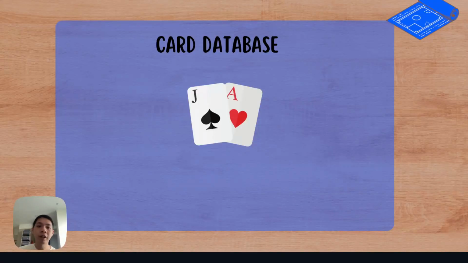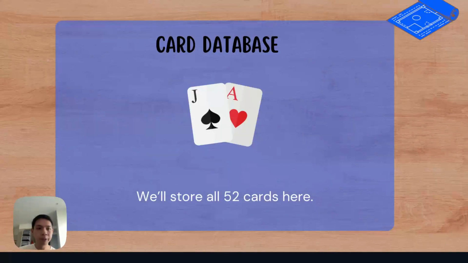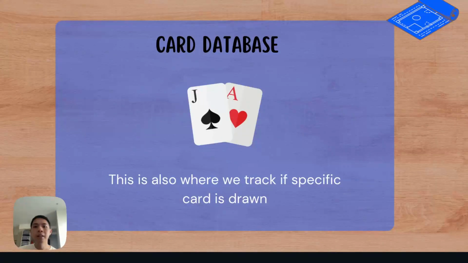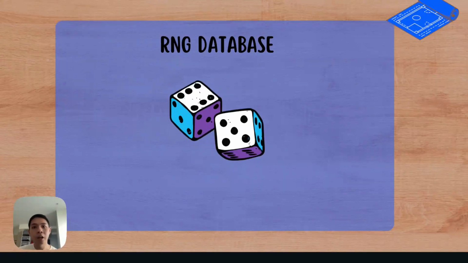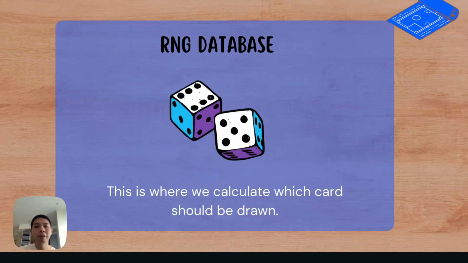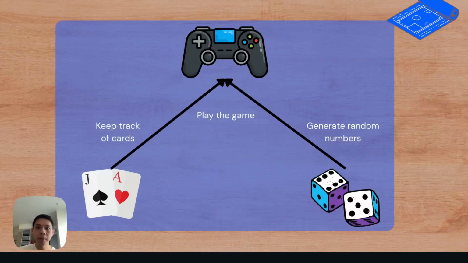And next, we also have the card database. We store all the 52 cards inside here. This is also where we track if a specific card is drawn. And lastly, we have the RNG database. This is where we calculate which card should be drawn. We need to have a random number generator. So the idea, the trinity for this, is that you play the game, you keep track of the cards, and then it helps you decide which card to draw.